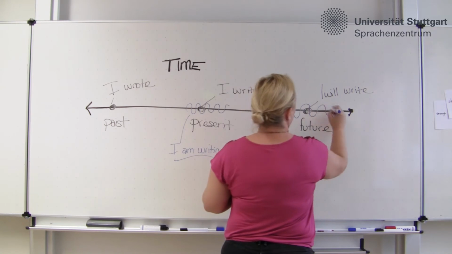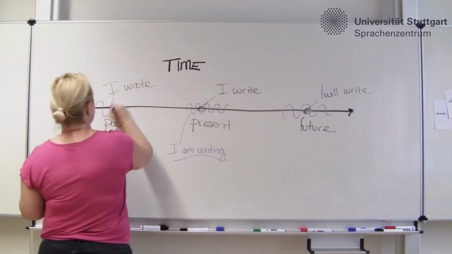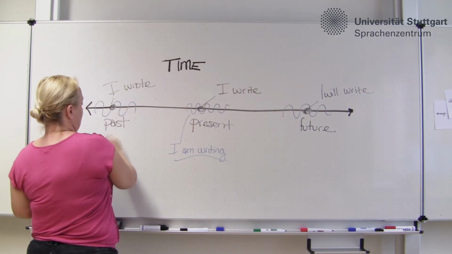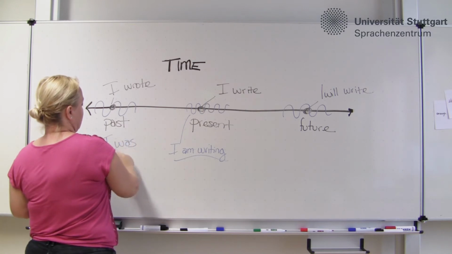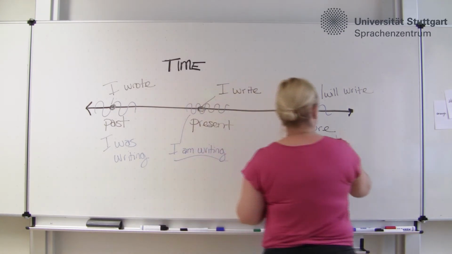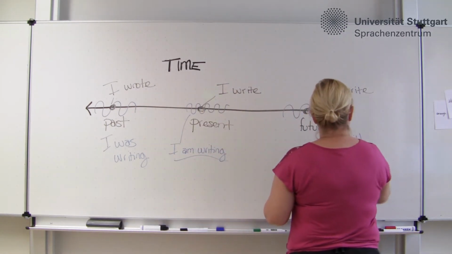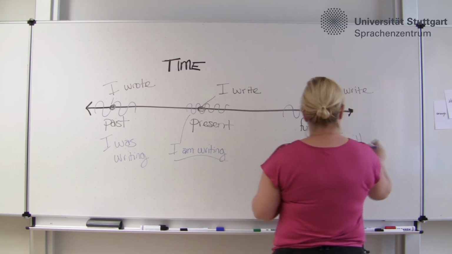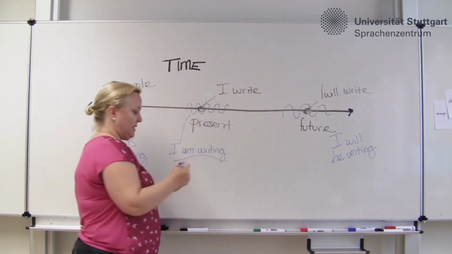You can do all of these progressive tenses in the past and in the future. I was writing. I will be writing. Yeah? Those are the progressive tenses.